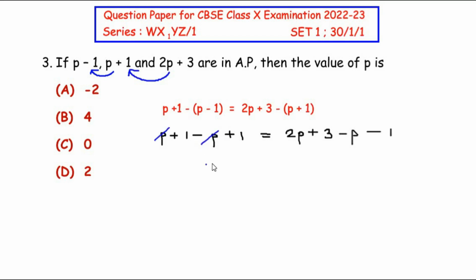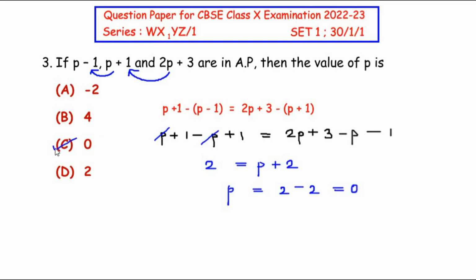So 1 plus 1 gives us 2, is equal to, let us gather the like terms, that is 2p minus p gives us p, and 3 minus 1 gives us plus 2. Now taking plus 2 to the other side of the equal to sign, we get p is equal to 2 minus 2, because plus becomes minus. So 2 minus 2 gives us 0. So the value of p in this AP is 0. So the option is C.